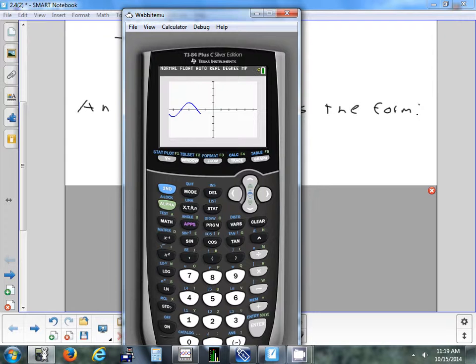There's the original, and there's 3 sine x. So 3 sine x does triple the amplitude. Makes it 3 times as high. Any question on that?